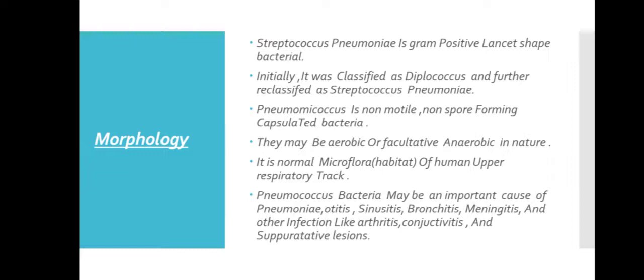Initially, it was classified as Diplococcus and further reclassified as Streptococcus pneumoniae. When initially it was observed, it was named as Diplococcus because two cocci cells were observed together, forming pairs. After further studies, its name was changed and reclassified as Streptococcus pneumoniae. This is because the genetic character between Diplococcus and Streptococcus were same, and it is also observed in chain.